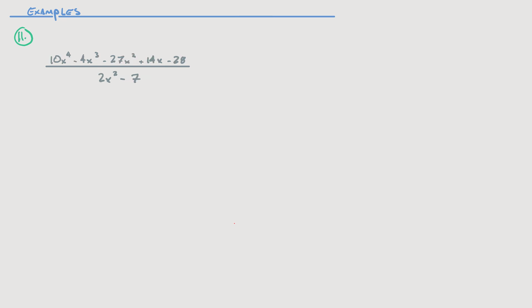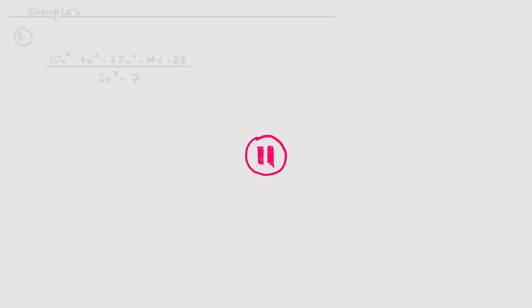All right, example number 2. What I want you to do is I want you to pause this and give this one a shot. This one is, it's a lot. We're only dividing by a binomial, although there is something that you should try to notice about the denominator before you write this thing out. But go ahead and pause the video and give this a shot.